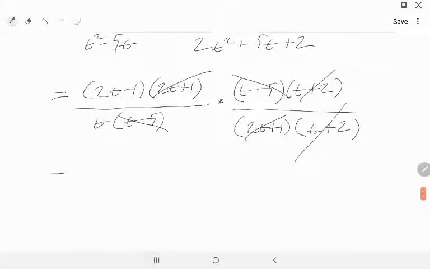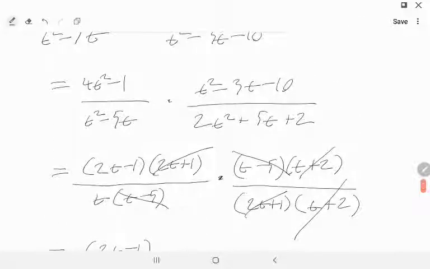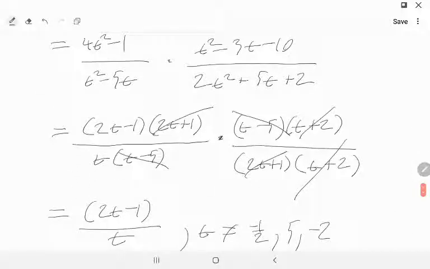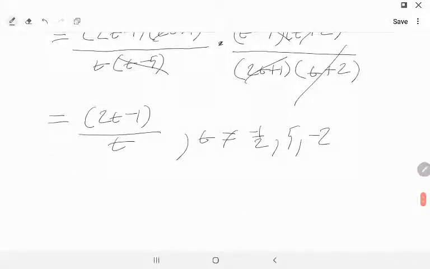And so we notice that we're going to get 2t minus 1 divided by t, as long as t isn't, what do we have to restrict? Negative 1/2, positive 5, negative 2, and I think we also have to restrict anything else. That does it. That takes care of everything. So we just have to restrict t can't be negative 1/2, positive 5, or negative 2.